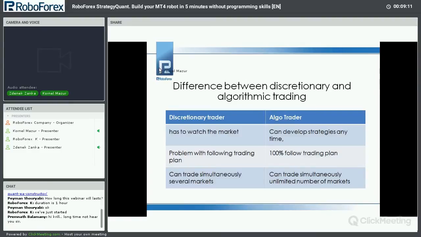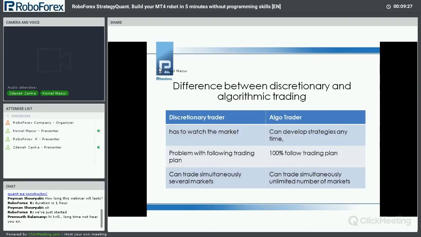And this is what happened to the discretionary trader. It's possible, but you should have good psychology, and you should be very, very well trained to be able to trade and to directly follow your trading plan, even in drawdown.